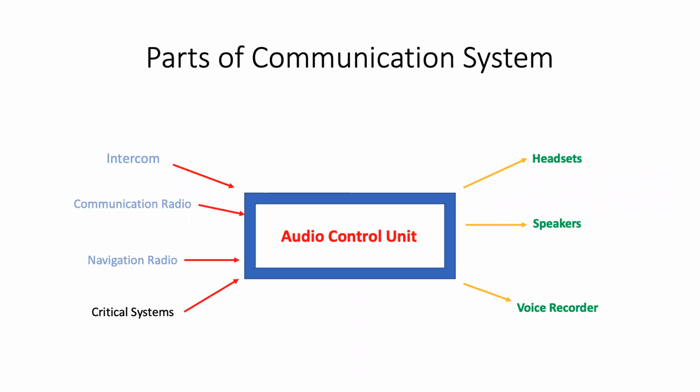Next, we're going to be taking a look at the parts required for audio communication in an aircraft. The communication system is centrally managed by an audio control unit. This unit is responsible for receiving information from different antennas, microphones, and sensors. It is then responsible for processing this information and transmitting it to specific locations such as headsets or speakers in the cockpit or in the cabin.